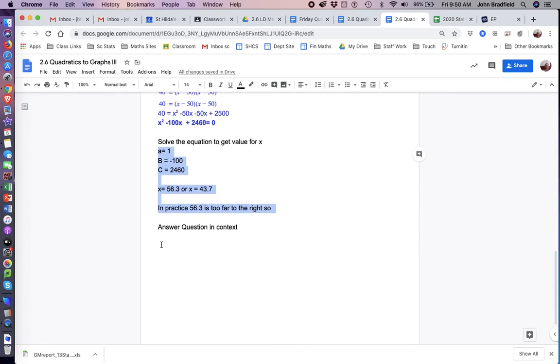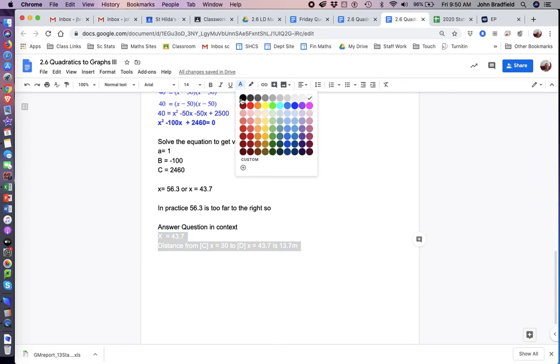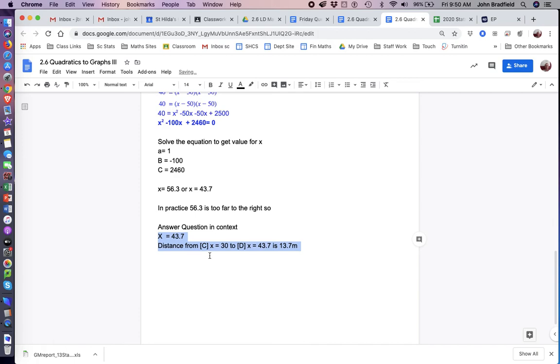And now I just have to do what I always do, just go back to the context and make sure I've answered the question fully. And so we already knew we were starting from 30 at C. At D, we've now chosen 43.7, so the distance between them is 13.7 meters, and that's the final answer to the question.